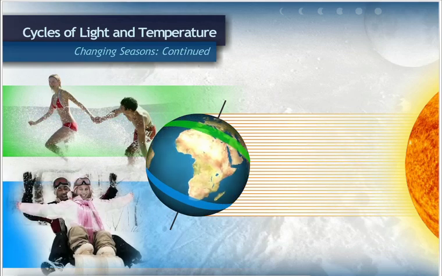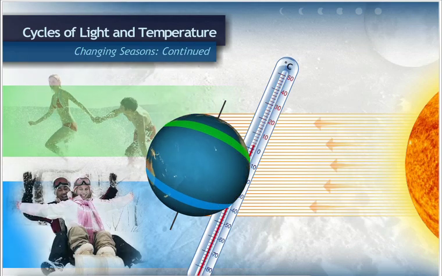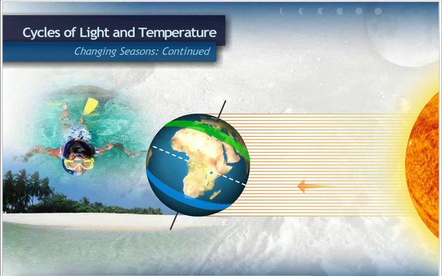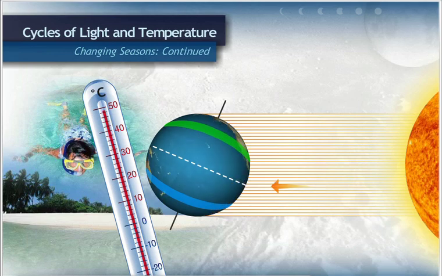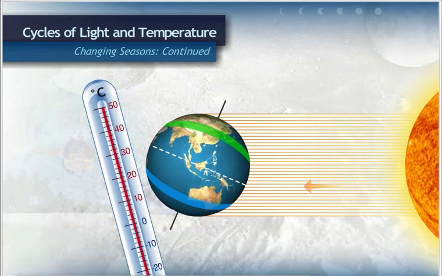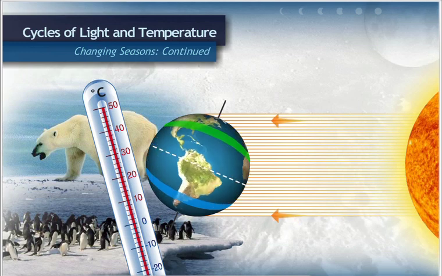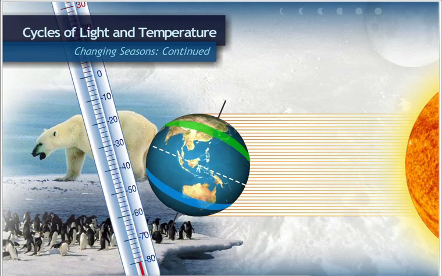The tilt of the planet produces a wide range of temperatures across the planet. The regions along the equator receive the most direct rays from the sun and consistently have warmer temperatures than other parts of the globe. In contrast, the North and South poles get the least amount of energy from the sun and tend to have cooler temperatures than the rest of the planet.